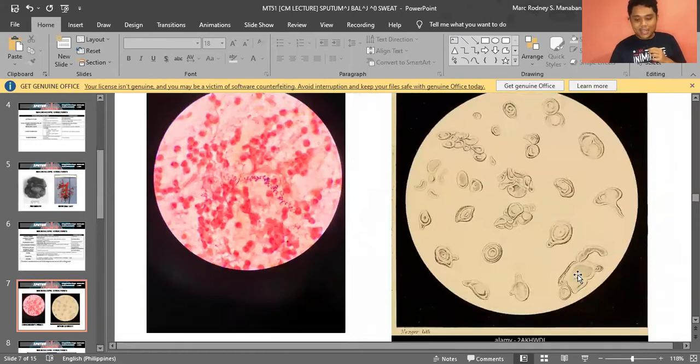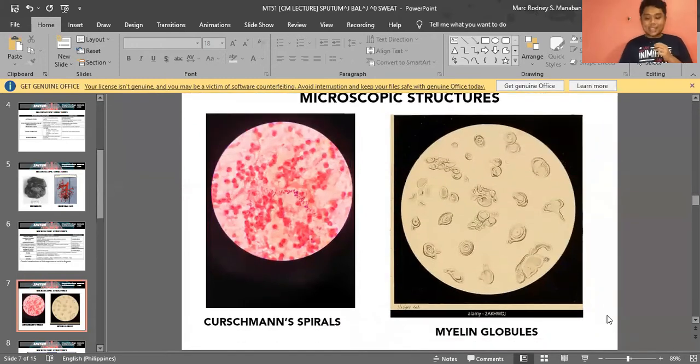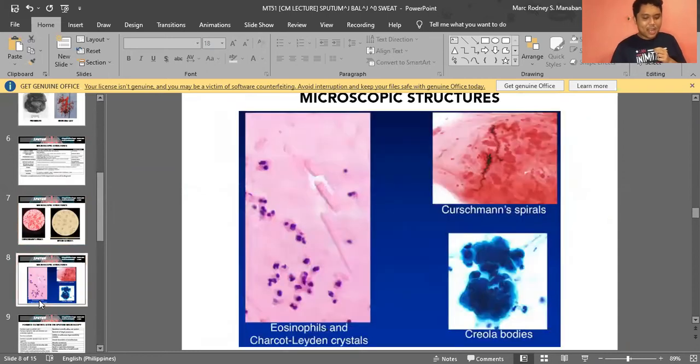And here are your myelin globules. As you can see, they look like Blastomyces, which has a thick base and a narrow neck. Again, myelin globules have no importance, but what you have to remember is that they can resemble Blastomyces. Very important. And those are the microscopic structures for patients with bronchial asthma. So now we summarize.